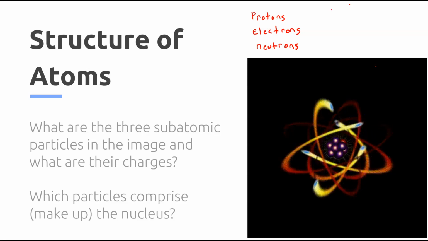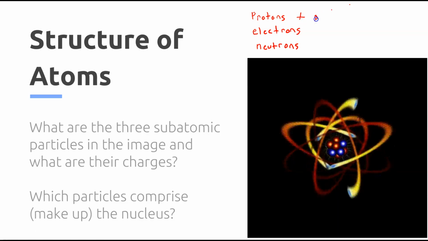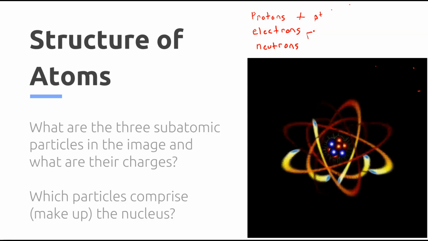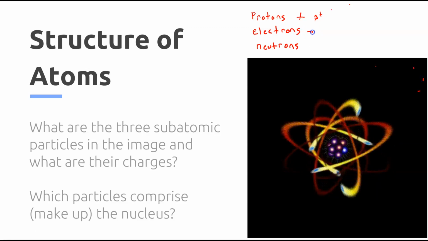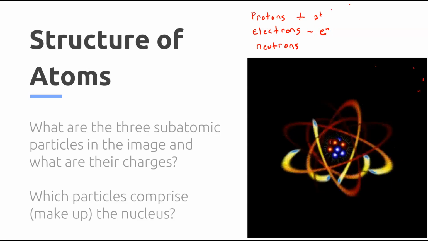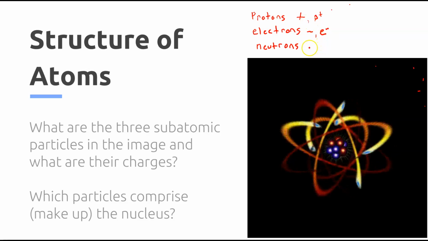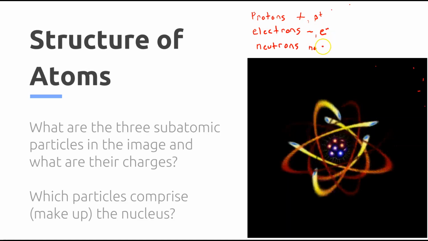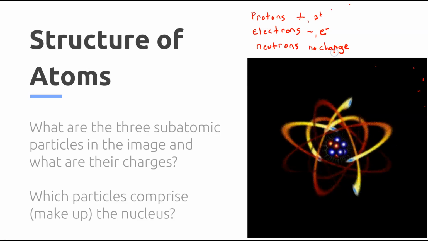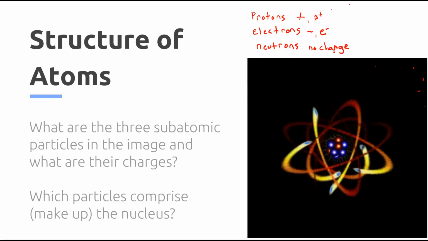So when we think about the charges, protons always have a positive charge, and we can abbreviate a proton as P plus, lowercase p. Electrons have a negative charge, and they can be abbreviated as E minus. Now, neutrons do not have a charge at all. Okay? So I'm just going to write no charge. Okay, so protons have a positive charge, electrons have a negative charge, and neutrons have no charge.